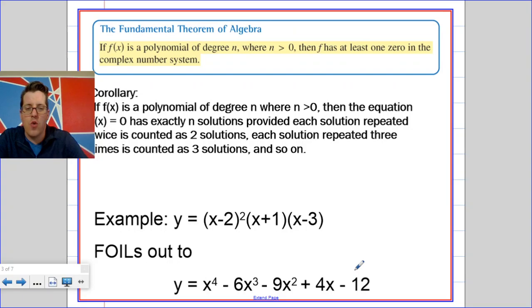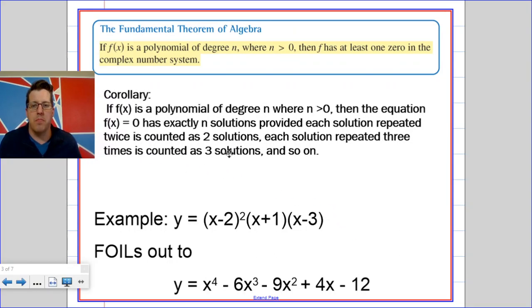Okay, so the thing you need to take away from the fundamental theorem is this. If the degree of an equation is 4, you're looking for 4 solutions. If the degree of the equation is 3, you're looking for 3 solutions. If the degree of the equation is 17, you are looking for 17 solutions. Okay? That is the long and short of it.